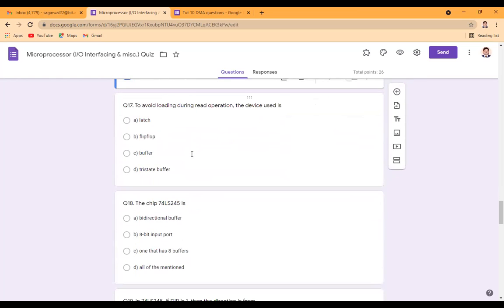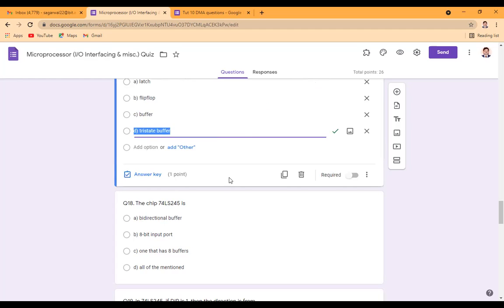To avoid loading during the read operation, which device is used? Whenever we do a read operation, it is done with the help of an input port. And we know an input port is always a buffer, a tri-state buffer. So the correct answer is the tri-state buffer.